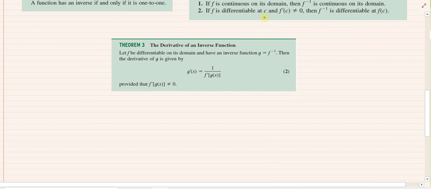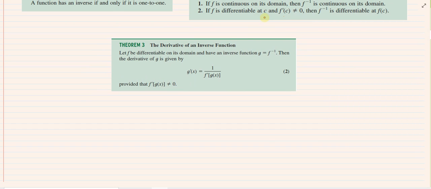Okay. Now, theorem 3 is an interesting theorem. Theorem 3 reads that the derivative gives us the derivative of an inverse function. So in this theorem, we have: let f be differentiable on its domain and have an inverse, which the book calls g. Then the derivative of g is given by what you're looking at.